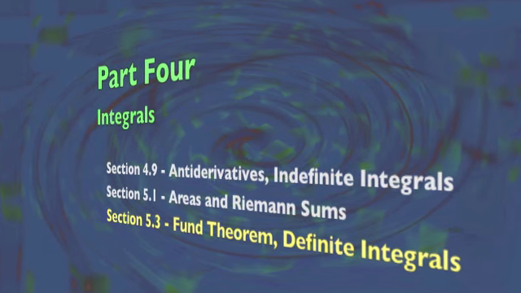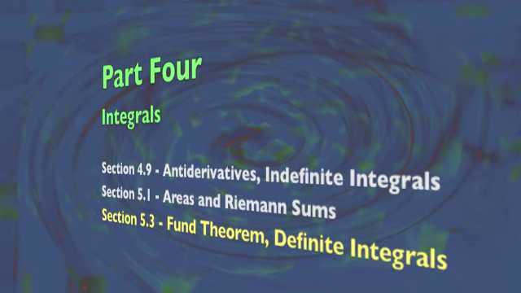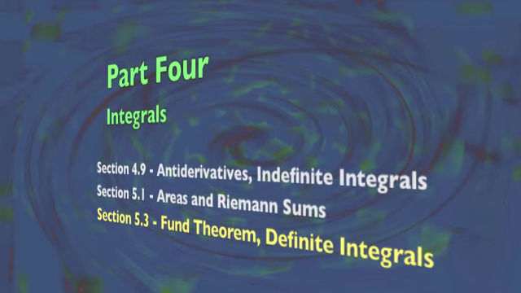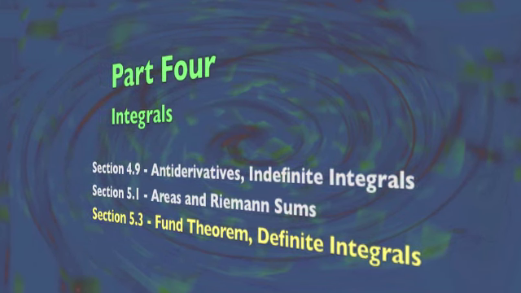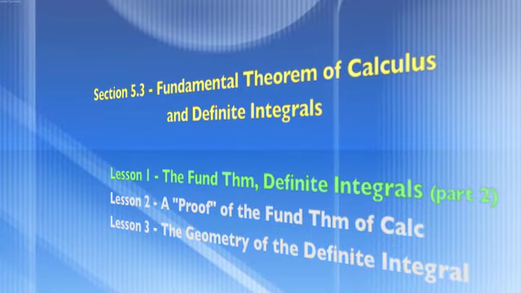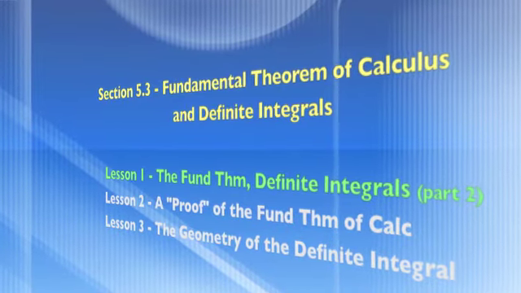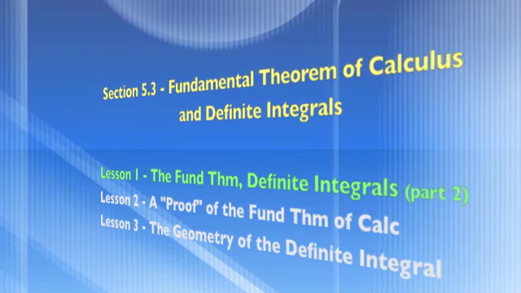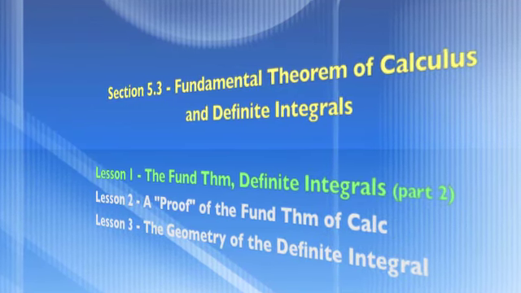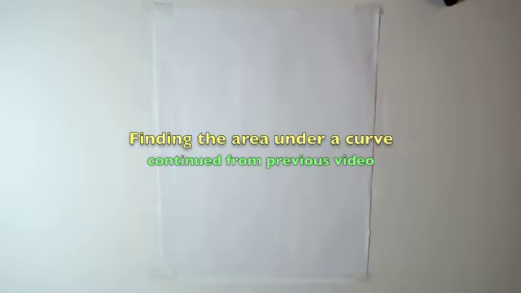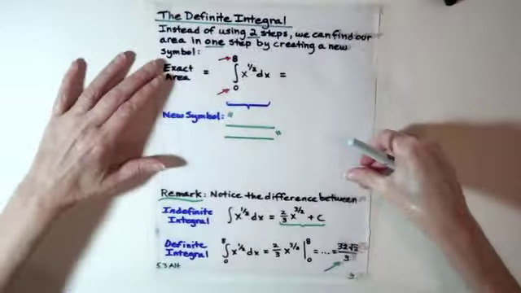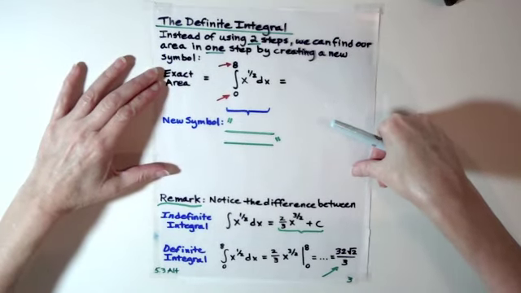Part 4. Integrals. Section 5.3. The fundamental theorem of calculus and the definite integral. Lesson 1. The fundamental theorem and definite integrals. Part 2. We can actually make this process of finding the exact area under a curve even faster by developing a new symbol. So that's what I want to explain about next.